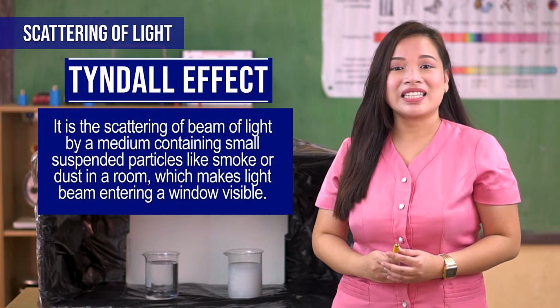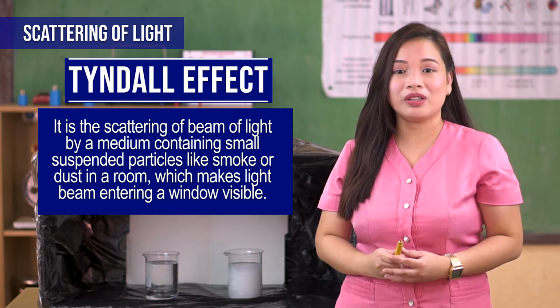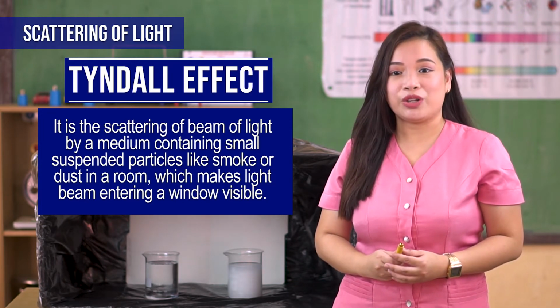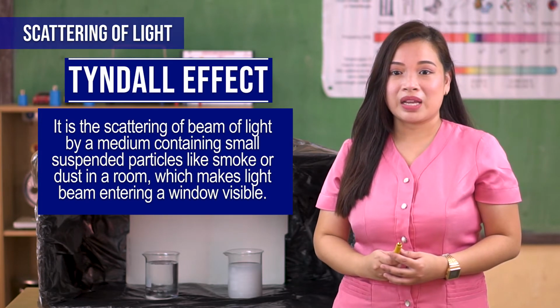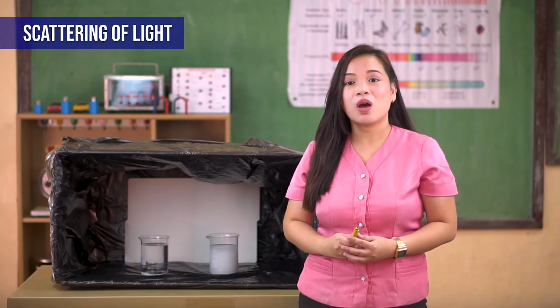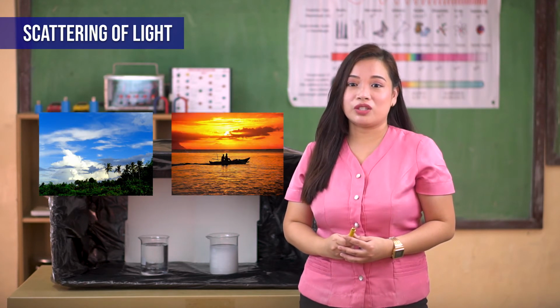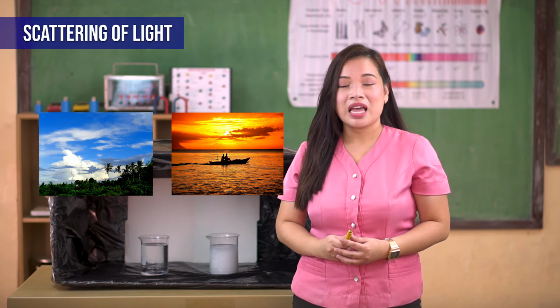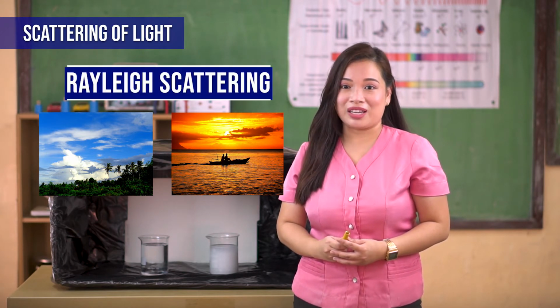Tyndall effect is the scattering of a beam of light by a medium containing small suspended particles, like smoke or dust in a room, which makes a light beam entering a window visible. The same phenomenon explains why the sky appears blue during the day and orange or red during sunrise and sunset. This is more commonly known to physicists as Rayleigh scattering.